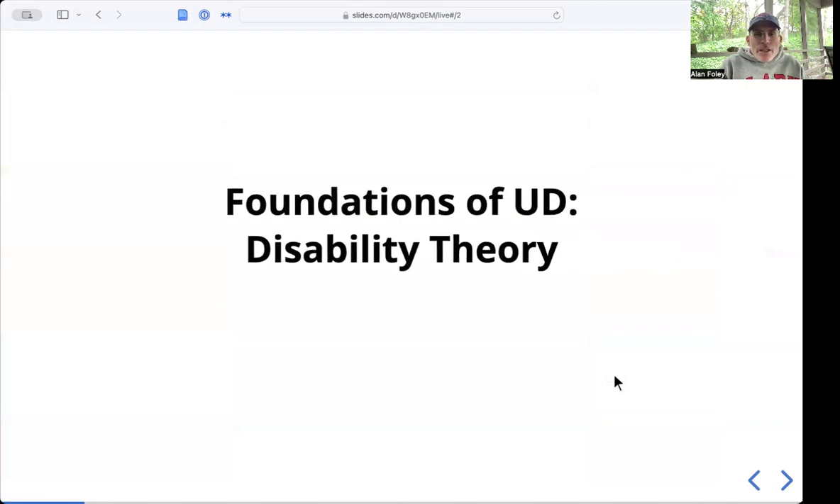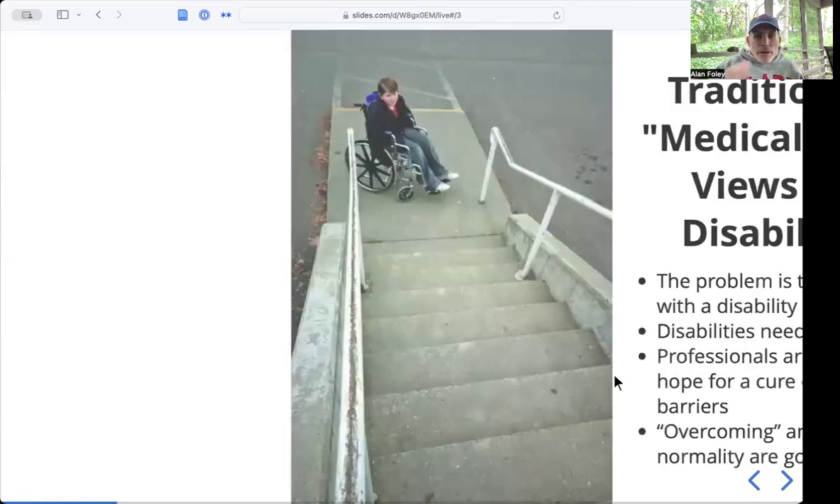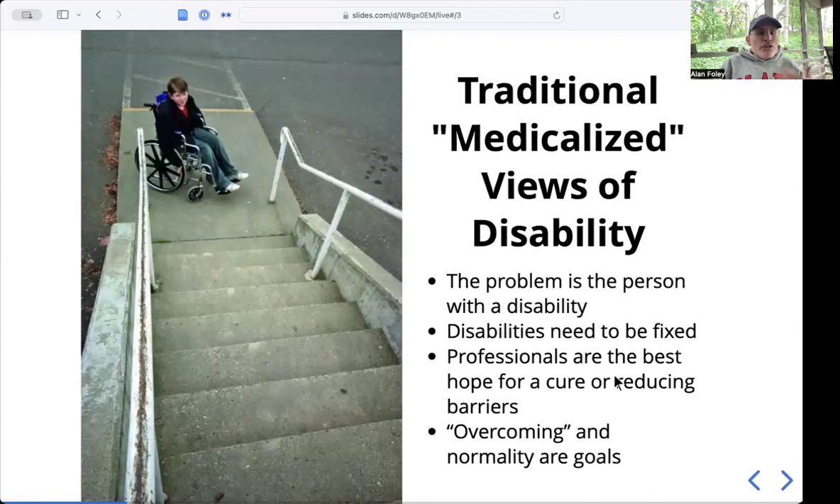And universal design, when we think about it, it's really helpful to understand some foundations of disability theory and some different ways of theorizing disability. So there are the traditional or medicalized views of disability. Those of you in education or special education have probably heard the term the deficit model, the medical model. They're essentially the same thing.